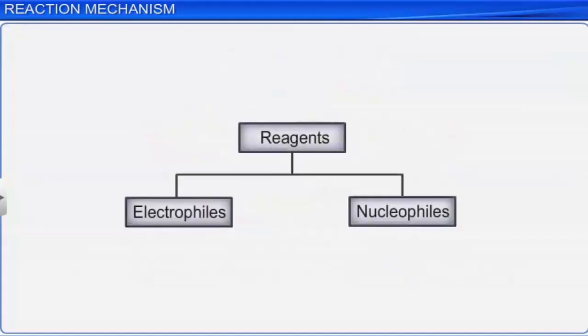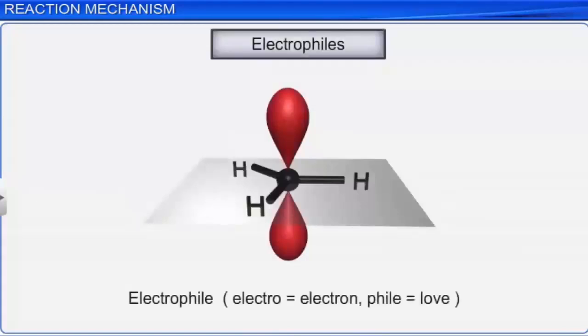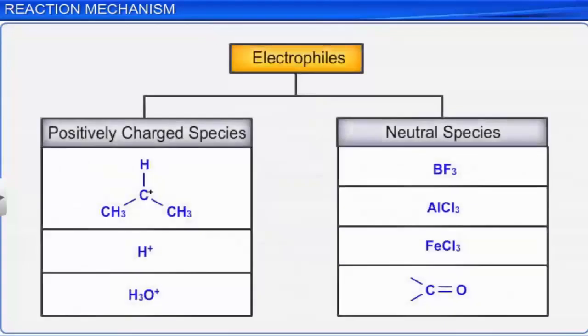Polar organic reactions are caused by two types of reagents: electrophiles and nucleophiles. An electrophile is an electron-seeking or electron-loving species, as it is electron deficient. Electrophiles may be either positively charged, such as carbocations, hydrogen ion and hydronium ion, or electrically neutral species, such as boron trifluoride, aluminium chloride, ferric chloride and carbonyl group.